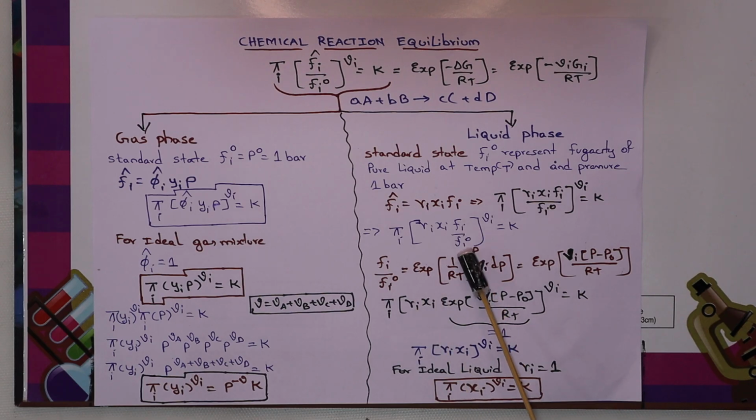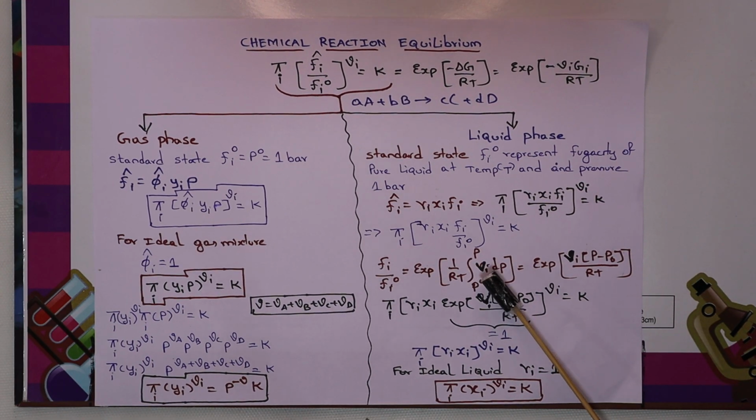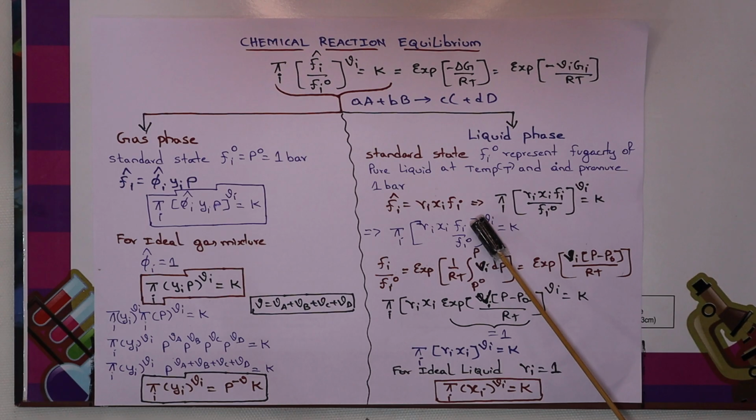So, what is f_i by f_i0? It is very standard: the fugacity of i divided by the fugacity of its standard state. It is nothing but the exponent of 1 by RT times the integral from P0 to P of V_i dP. This V_i is the molar volume of the component i. You substitute this expression, because it is a very standard expression given in the textbooks, you can refer to Smith and Van Ness and find this particular expression. Once you have this expression, you substitute it in the above equation, and you find that the product of gamma_i x_i times exponent of V_i (P minus P0) by RT, to the power v_i, is equal to K.